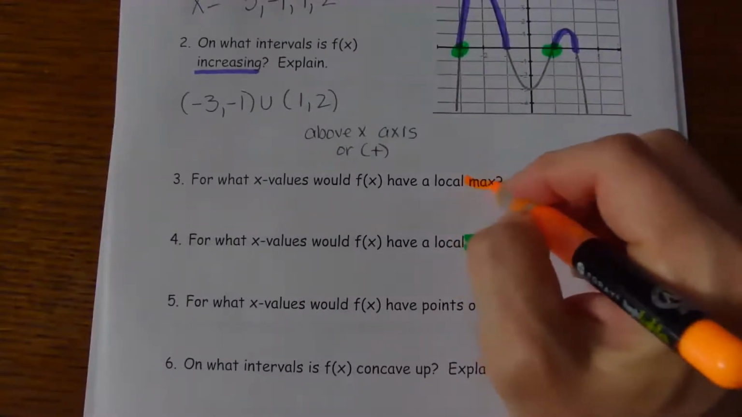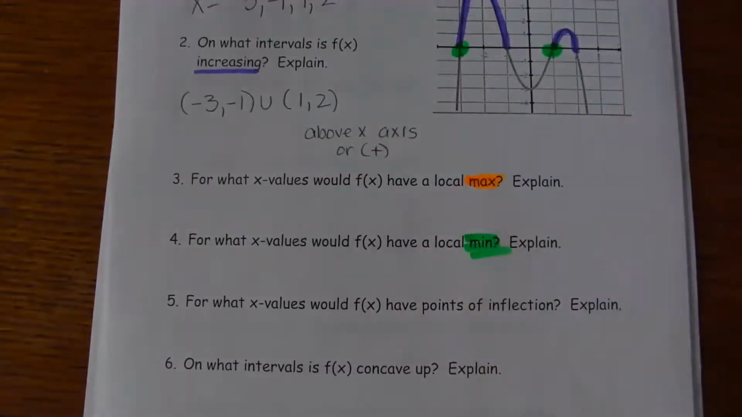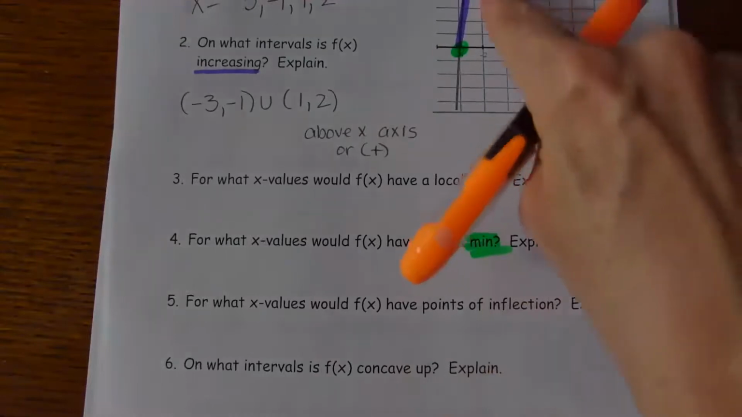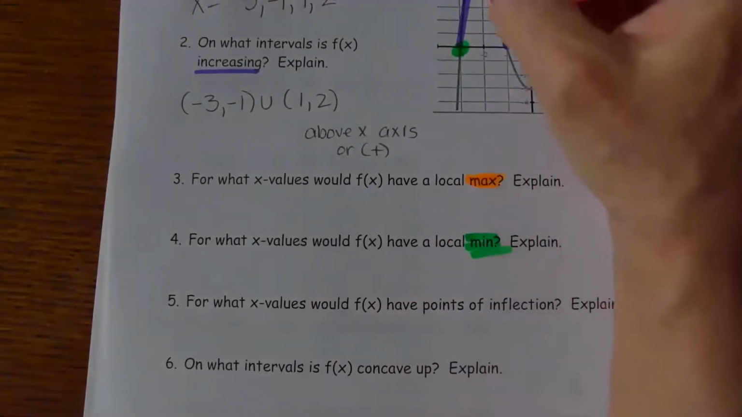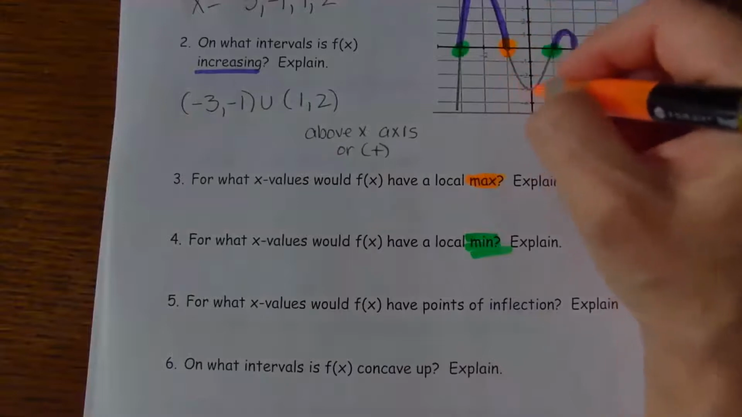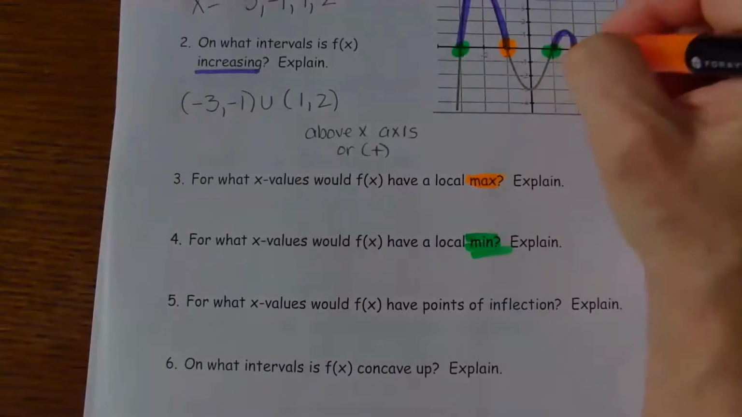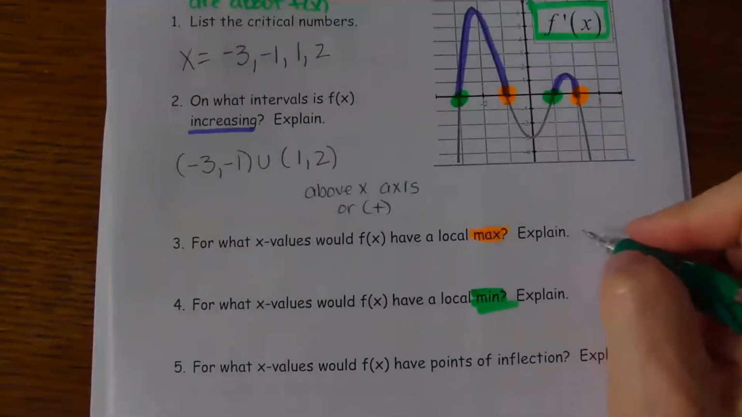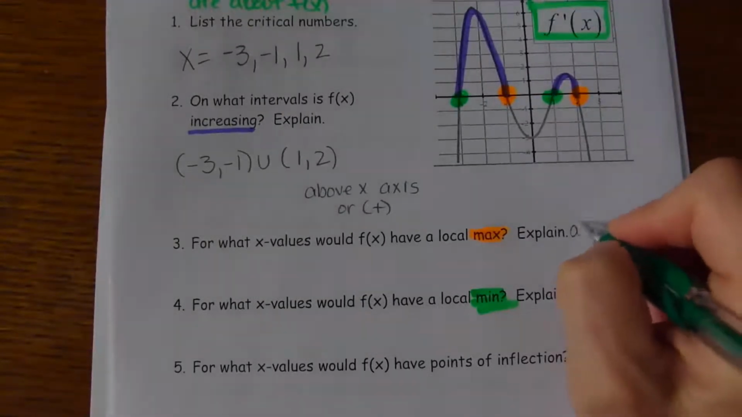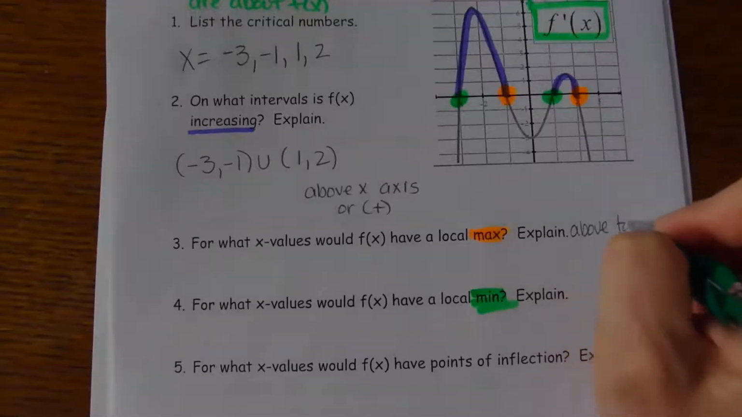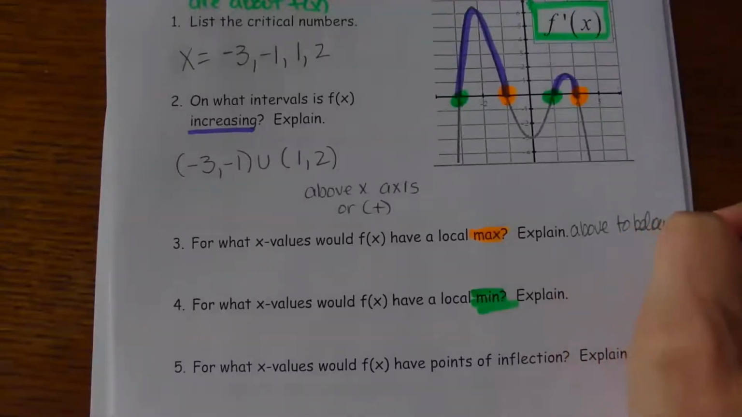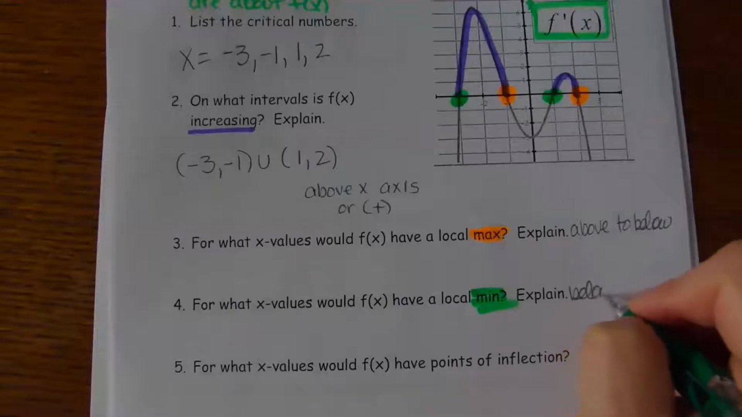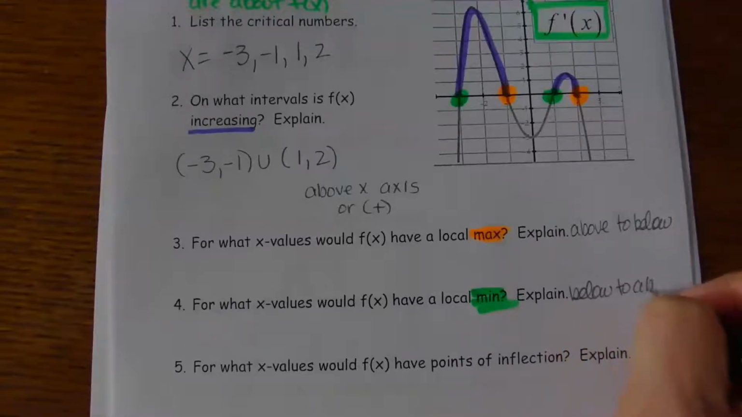Now, where are we going to have a local maximum? What's the rule for a maximum? Tell me the rule for a max. So we are above and we change to below. So here we're above, now we're below. Here we're above, now we're below. Okay? So a maximum comes from where? Above to below. This is below to above.